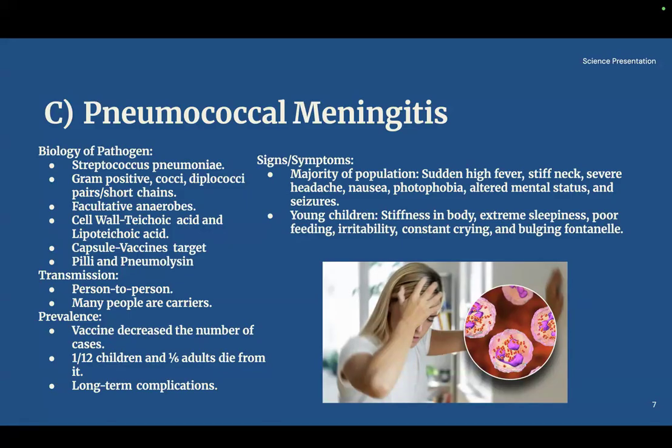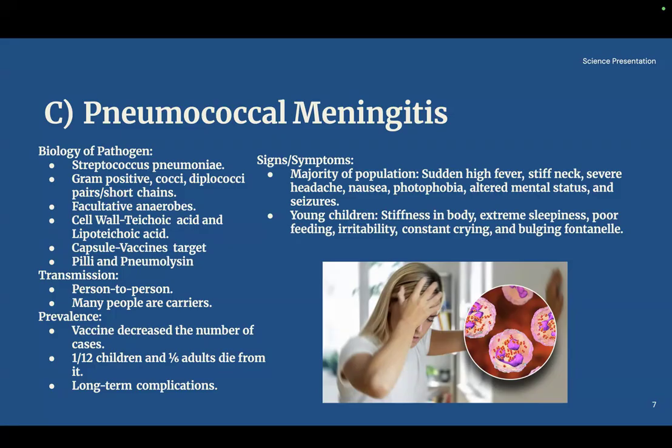So, for the biology of Streptococcus pneumoniae, it's a gram-positive cocci, slightly oval shaped, but still considered cocci. And they grow in diplococci pairs, also known as short chains. They're facultative anaerobes, so they can grow without oxygen. And their cell wall is very unique because it has teichoic acid and lipoteichoic acid.